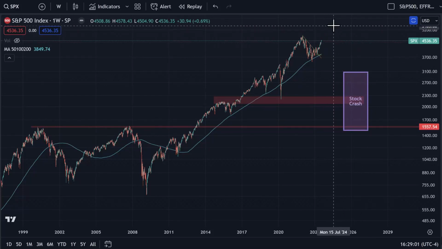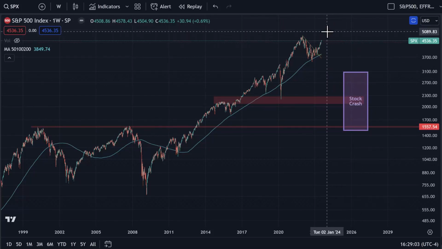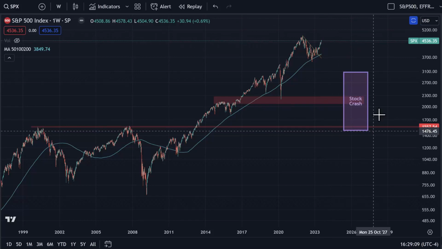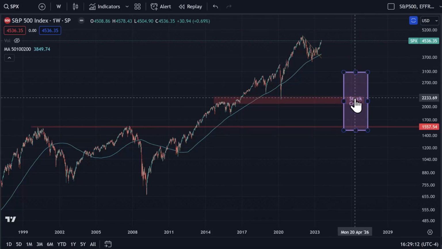So who knows? Maybe we see it go up to here. Maybe we see the S&P 500 break 5,000. I wouldn't be surprised. But I also wouldn't be surprised to see this. And again, watch that last video if you don't know why I'm saying that.